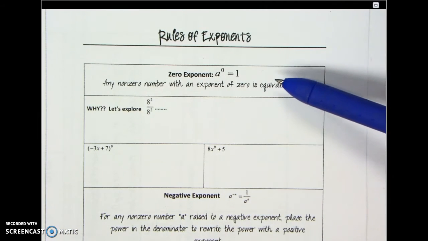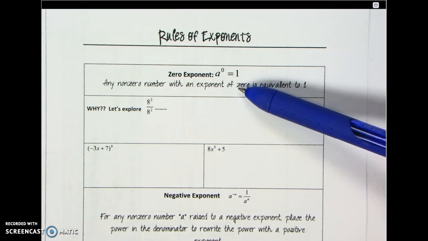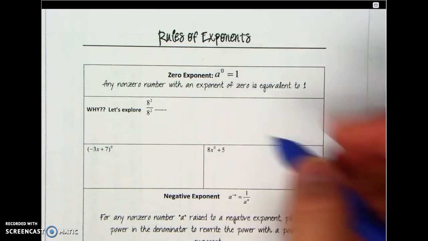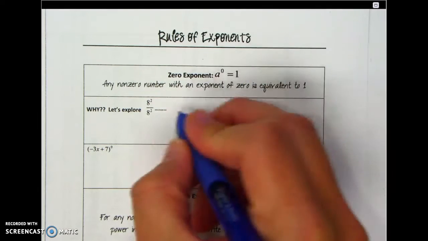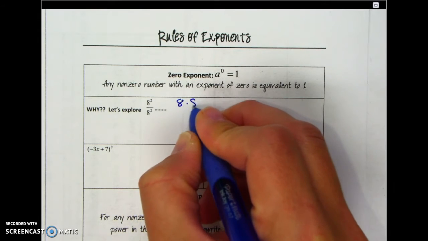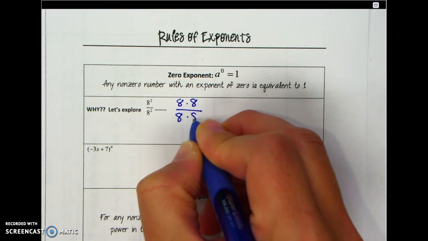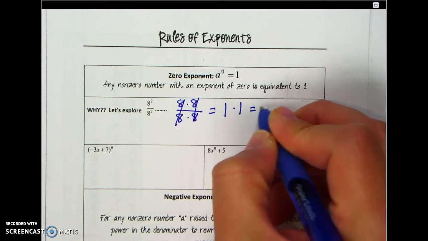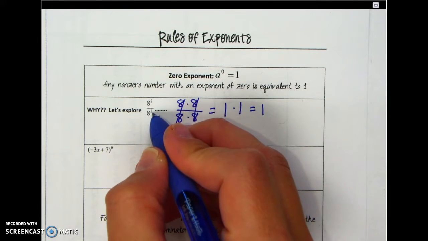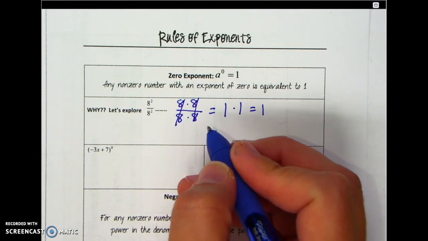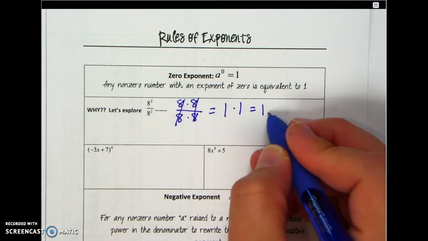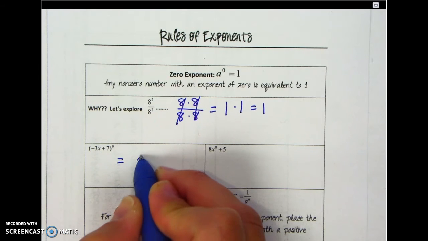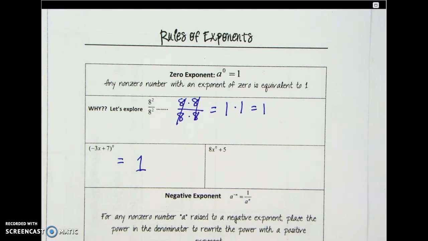So we have anything to the 0 power is 1. Any non-zero number with an exponent 0 is equivalent to 1. I'll show you in class another example, but let's just do this, okay? 8 squared is 8 times 8, and 8 squared is 8 times 8. Well, 8 divided by 8 is 1. 8 divided by 8 is 1. 1 times 1 is 1. The other example is 2 minus 2 is 0. 0 eighths. 0 eighths is the number 1. Okay? All of this is to the power of 0. You agree? So what's that? That's the number 1. Anything to the power of 0 is 1.